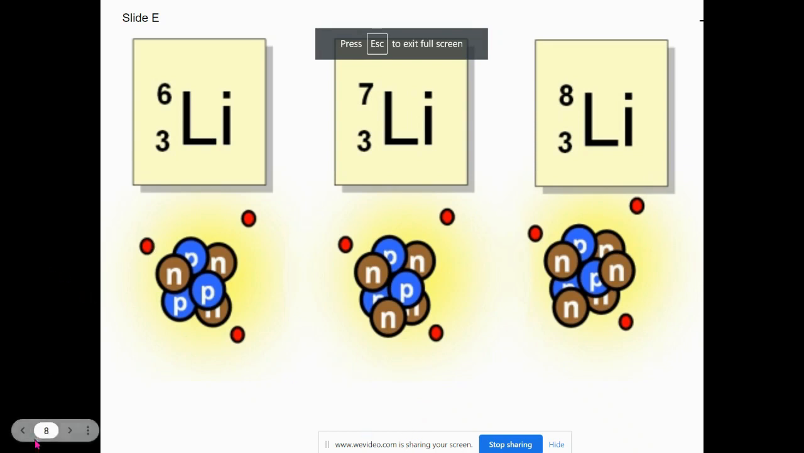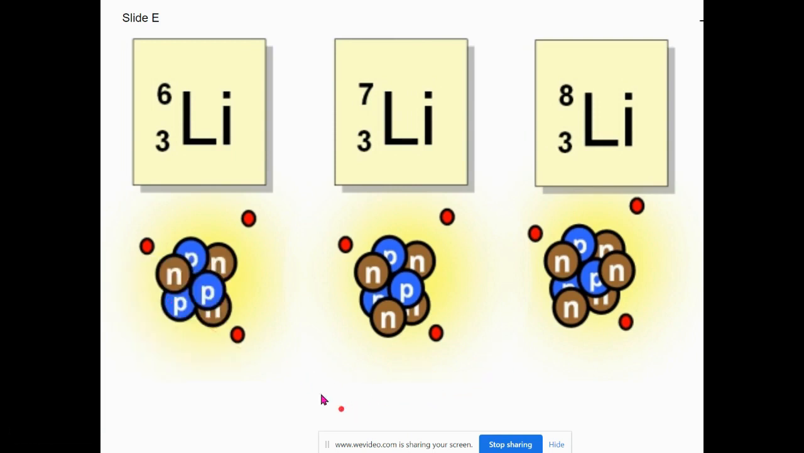Okay, so again, we want to talk about our next concept of isotopes, and that's going to help us understand the difference between atomic mass from the periodic table and mass number. So I want you to look here at the 3 different isotopes of lithium. Let's talk about what's different about each of these lithium atoms. Well, first of all, what's the same? What we know is the same is the atomic number. Why is that? That's the number of protons. So that's also the identity.